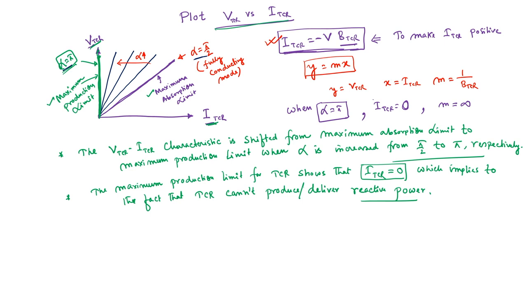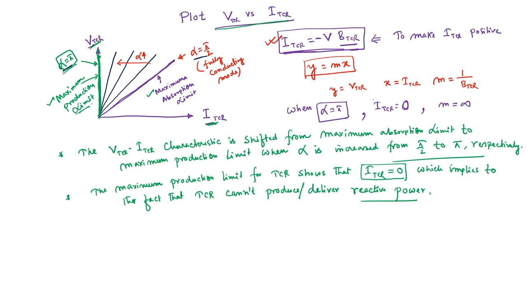to the fact that the var is never produced in TCR, which is very natural because there is no capacitor or such a kind of system or device over here which can produce var. Okay. So, it is a simple reactor which is controllable, whose reactance is controllable, whose susceptance is controllable, and by controlling so, we can only control the var absorption, that is it, but we cannot deliver any reactive power here. So, that is quite natural.